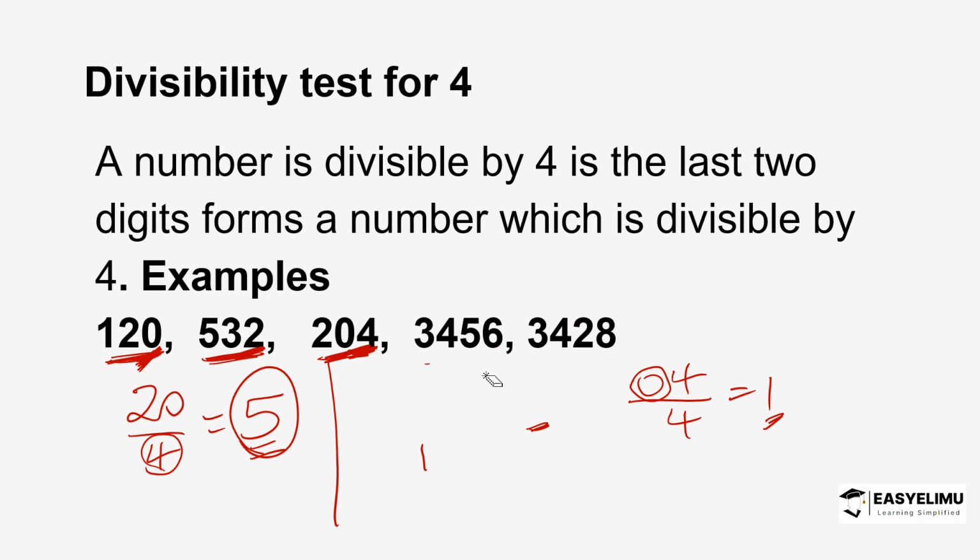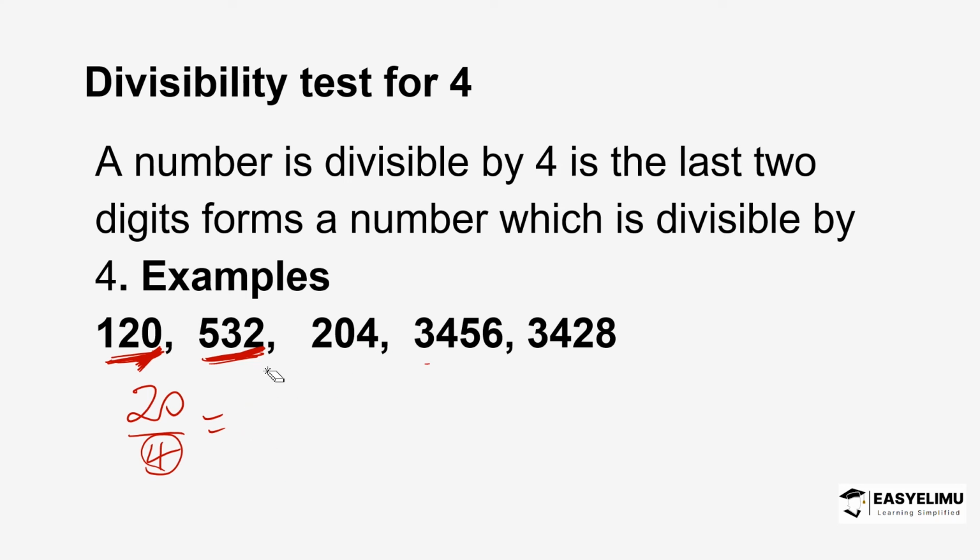So all the time you only check the last 2 digits and you check whether they are divisible by 4 or not. If the number formed by the last 2 digits is divisible by 4, then you definitely conclude it is. If it's not divisible by 4, then you conclude the number is not divisible by 4.